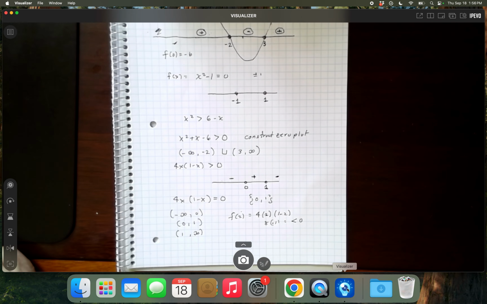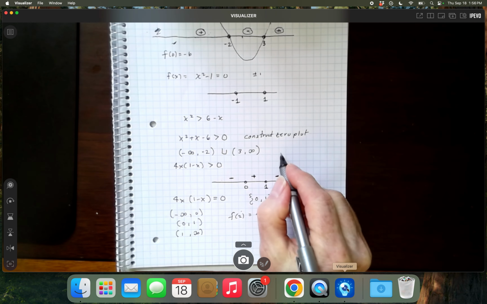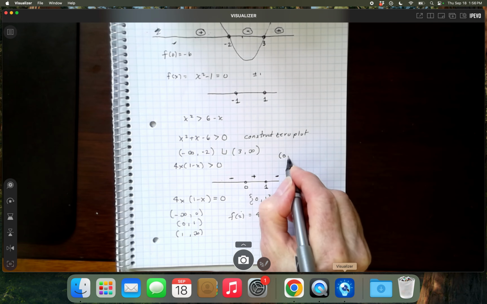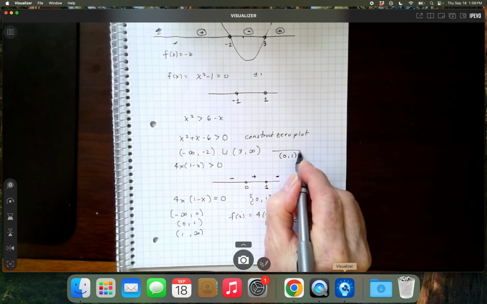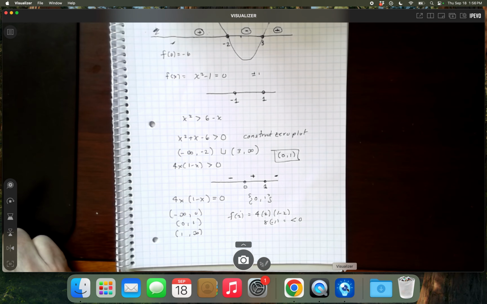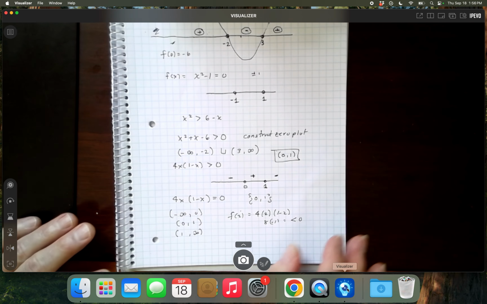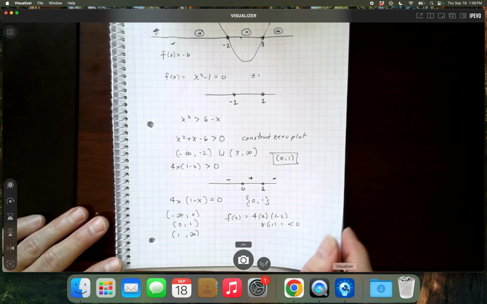That's the zero plot. Now, looking at that, when is this thing positive? Here's the answer. From 0 to 1. That is your answer in interval notation. Try another one. This is solving quadratic inequalities.